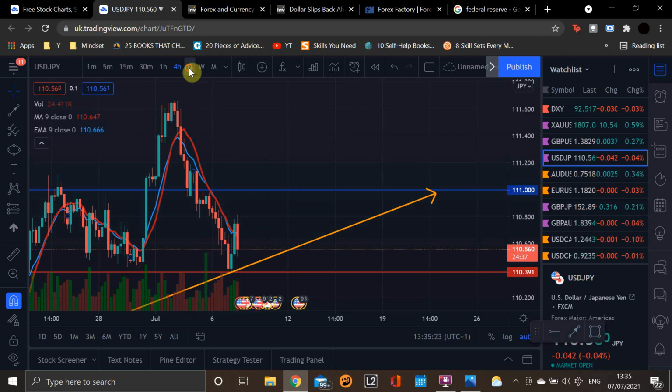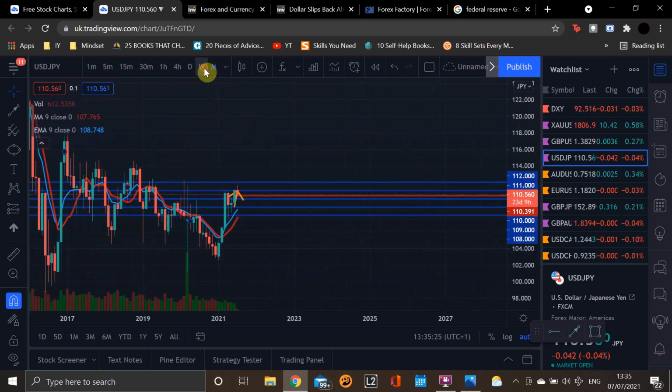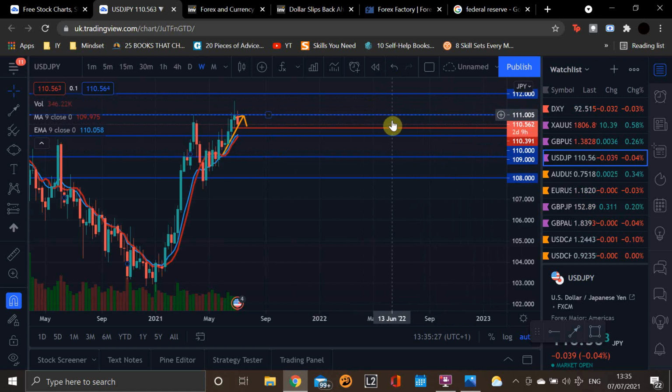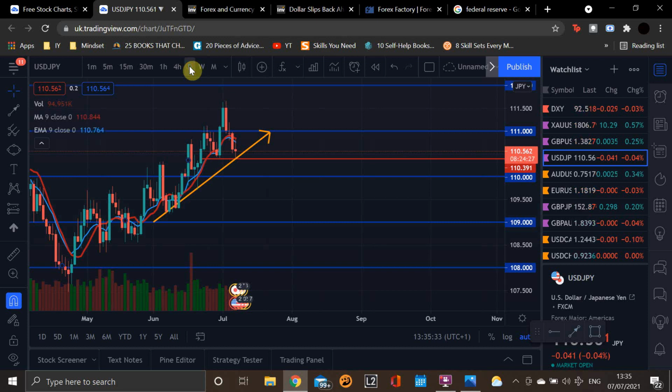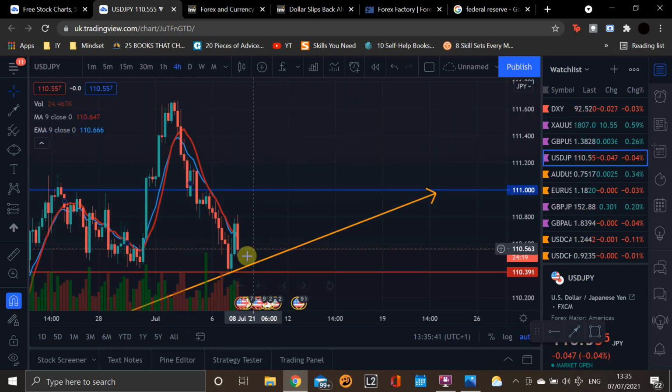So we have our important levels on. We have 112, 111, 110, 109, 108. I didn't mark the mid levels. I only marked the support levels it made by itself. So we can see here.